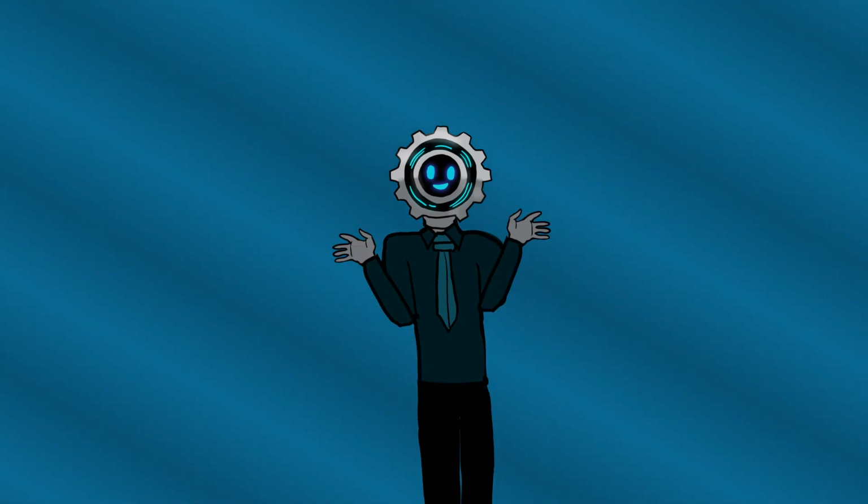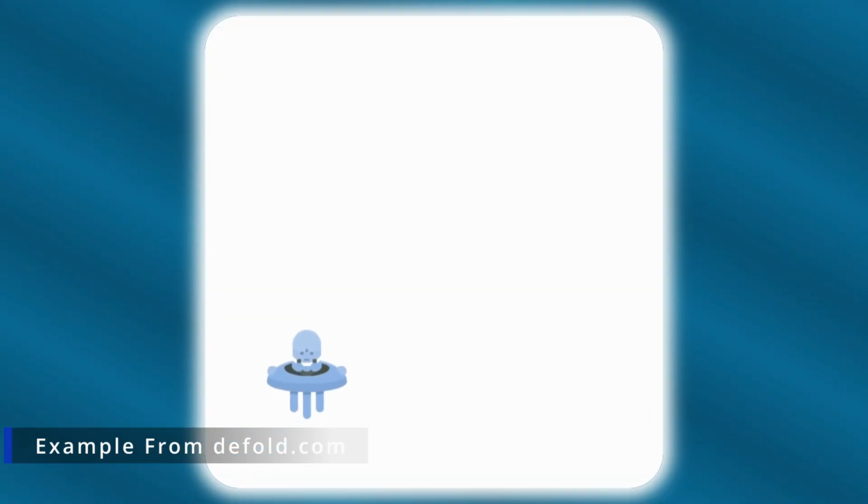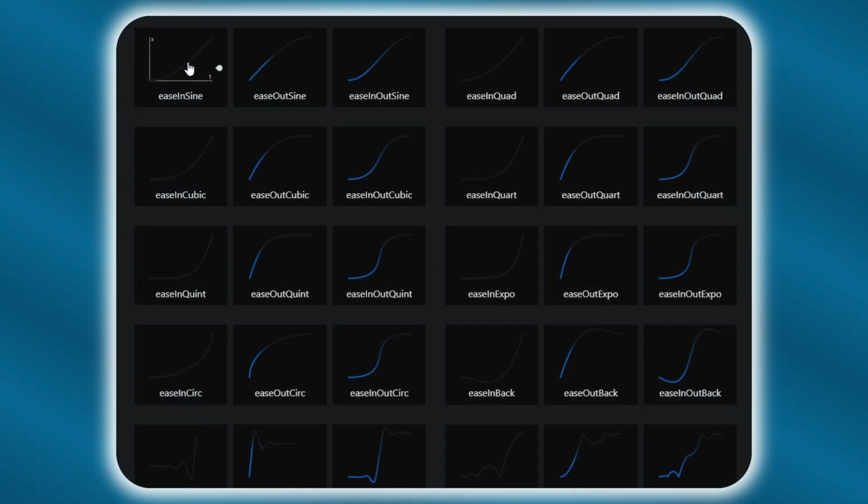It's that powerful. If you've never heard of tweening before, it's short for in-betweening. Basically, it's how you animate an object smoothly from one state to another. For example, instead of moving an object at a flat robotic speed, you can make it ease in, ease out, bounce, or follow a curve, making everything look way more natural and polished.